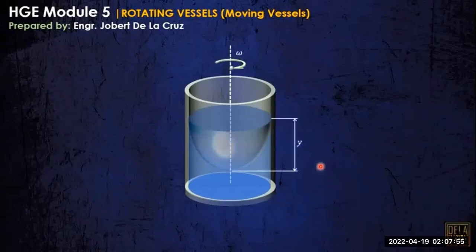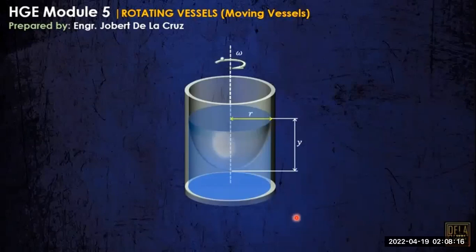Okay, so this height of the paraboloid, yan yung importanteng makuha natin to calculate the pressure at any points dito when this is rotated about its vertical axis. Okay? And let's call that y.